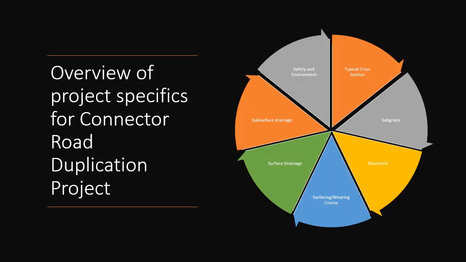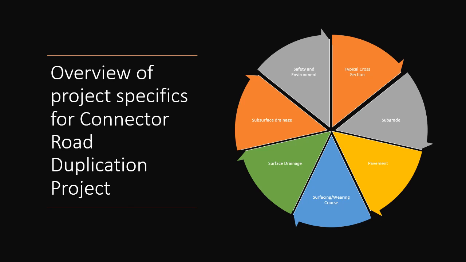So to provide an overview of project specifics, we will be elaborating major pavement construction components for this project. What is the difference between the two sections? Where do you need to be a bit more careful? So we'll start with typical cross section, see what's the difference in typical cross section, and we'll go through the subgrade improvement requirements for both sections, and then into the pavement construction. What's the pavement makeup? How has it been built?